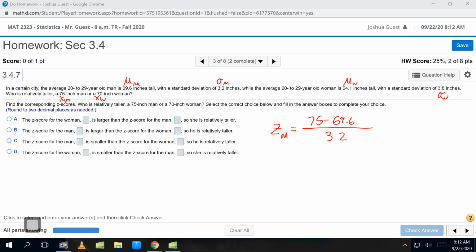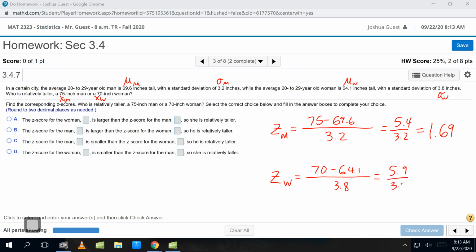So this is where, if you have your calculator, I'm really going to need y'all to help me out, even if it's your cell phone calculator, which you typically wouldn't use. Just to help me out to get these. And the z-score for the women is going to be 70 minus 64.1 over 3.8. So that's going to be 5.4 over 3.2. Which is how much? Give it 2 decimal places. 1.69.